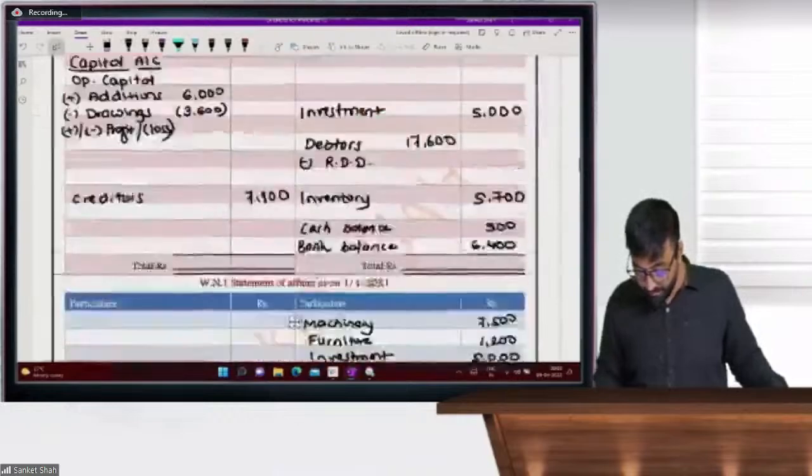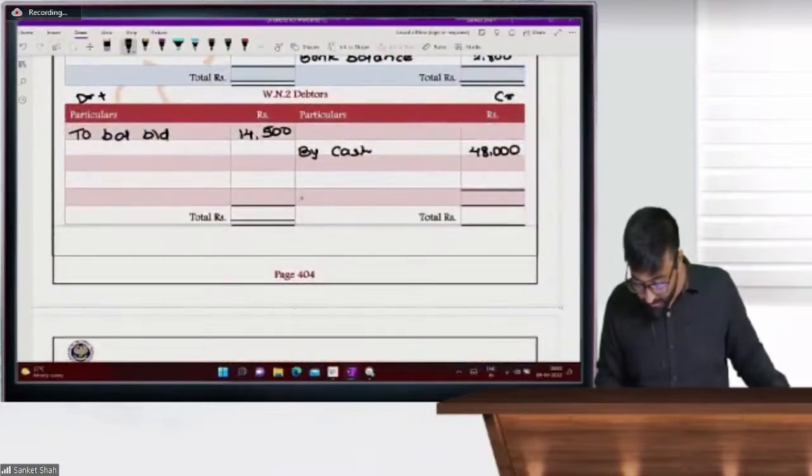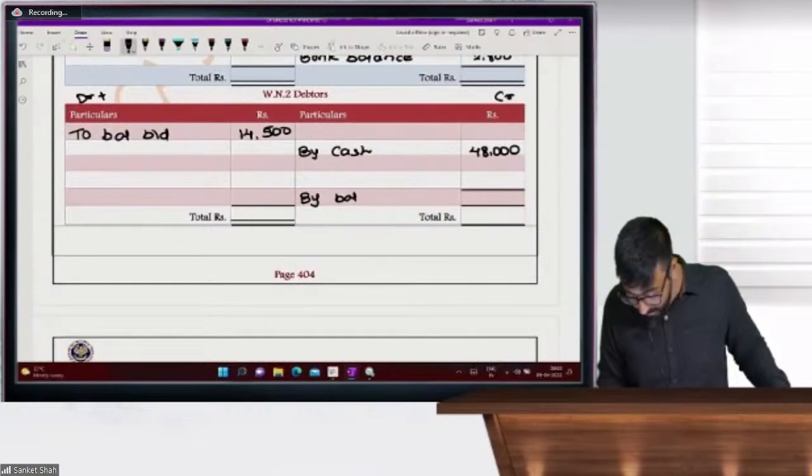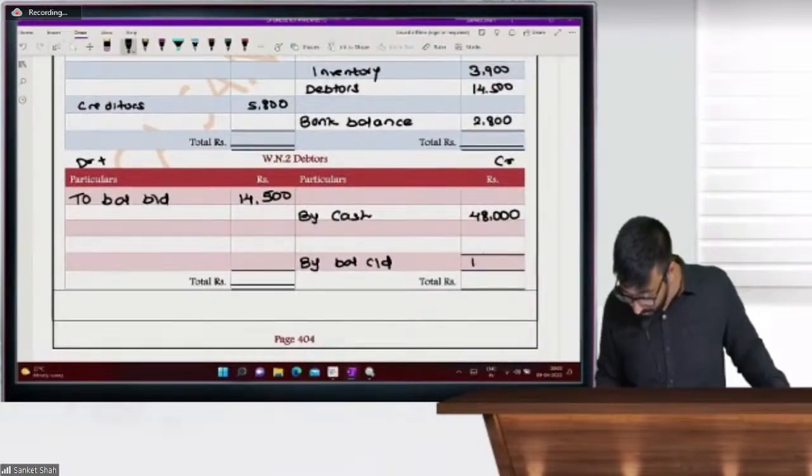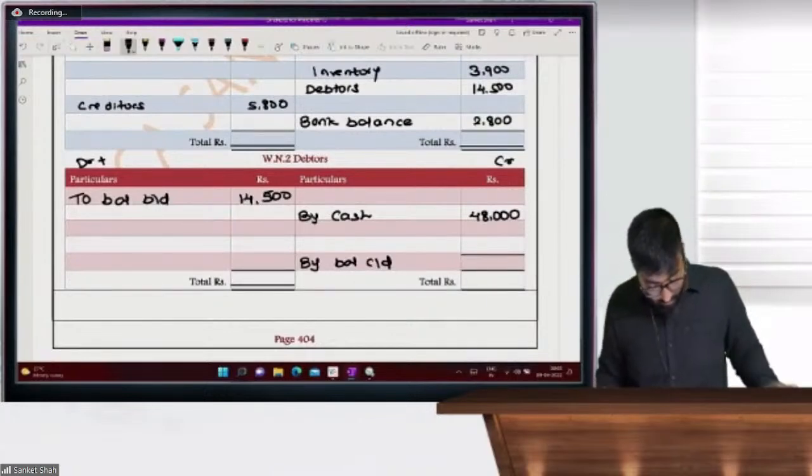Second effect, please give the second effect. Debtors, by balance carried down, 14,500.